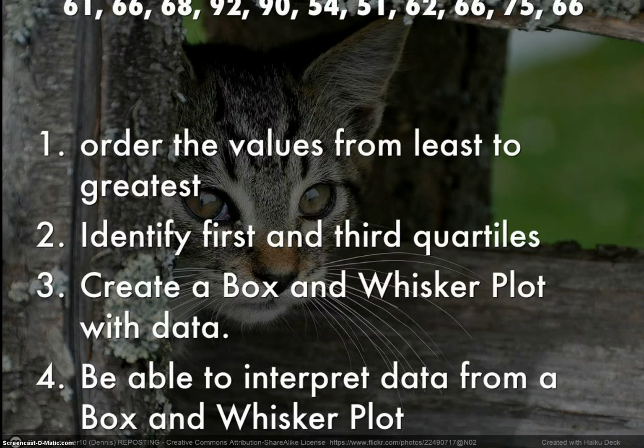Okay, so when you're creating a box and whisker plot to show variability, you have to first put the numbers in order. You then are going to identify the first and third quartiles, create your box and whisker plot, and then be able to interpret lots of different things from that data. So the first thing you need to do, pause the video and put the numbers right up here in this data set in order from least to greatest.